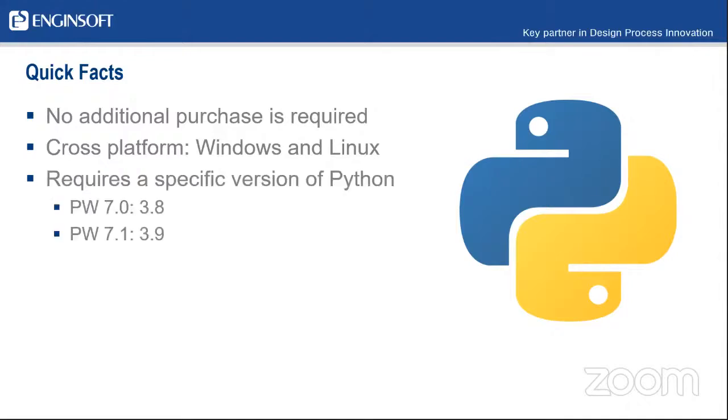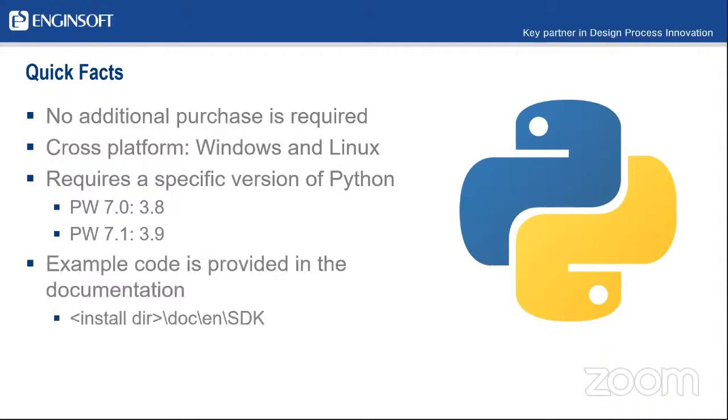This can always kind of trip you up. It does require a specific version of Python. So 7.0 uses version 3.8 of Python, and 7.1 requires 3.9. If you try to use it with the wrong version of Python, you'll get an error when you try to import the module. So if you're seeing a weird error, double check the version of Python you're using.